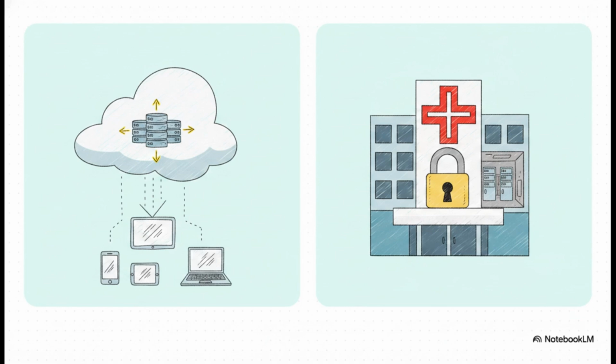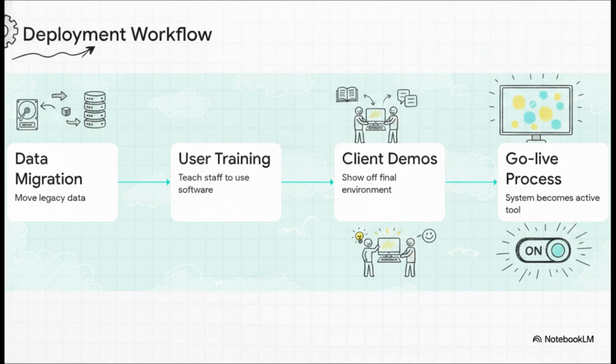On the flip side, an on-premises deployment is vital for something like a highly secure internal hospital database. They need the literal, physical security of servers located right inside their own building. And naturally, a lot of organizations opt for a hybrid of both. Deployment is not just flipping a magic switch, it is a meticulous, step-by-step workflow.